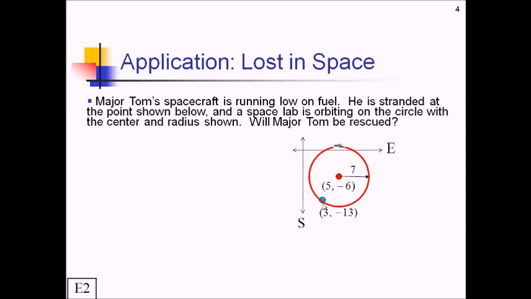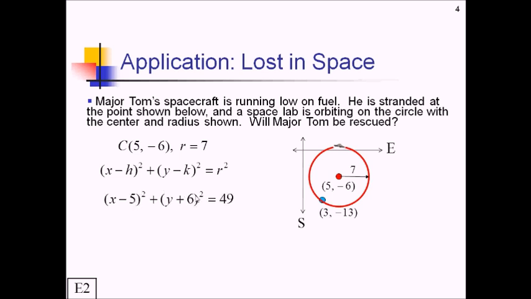Well, first we need the equation of a circle. So pause the video and find the equation of a circle with these properties. All right, let's see how you did. So we'll have x minus 5 squared and y plus 6 squared equals 7 squared, 49.